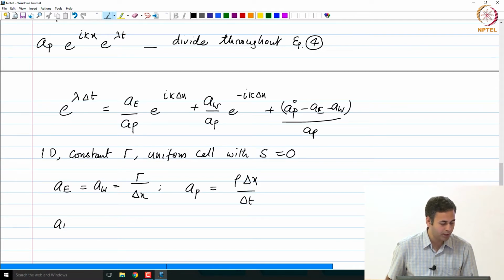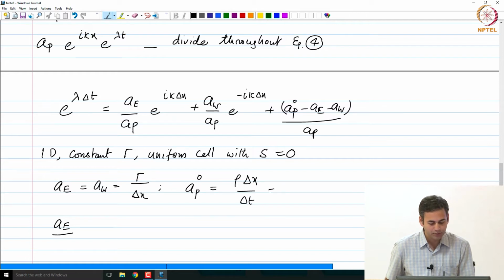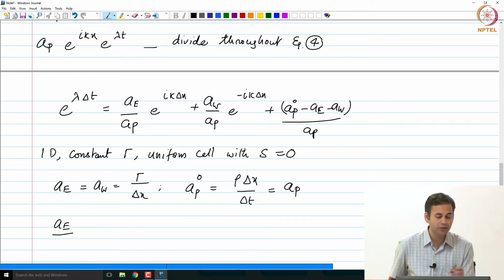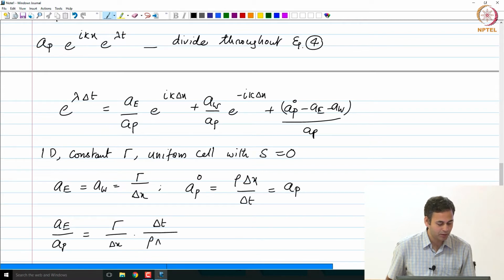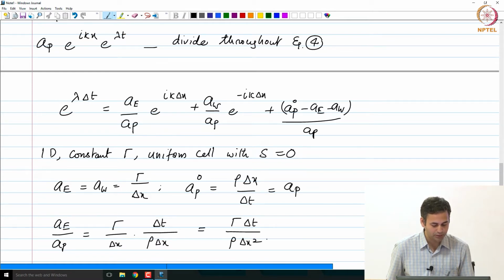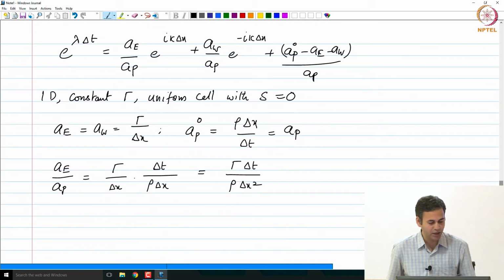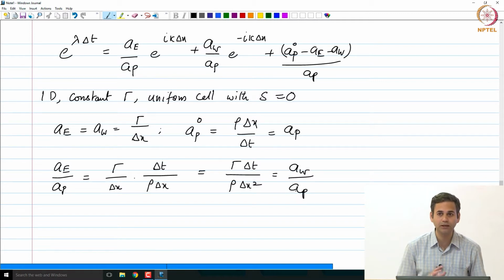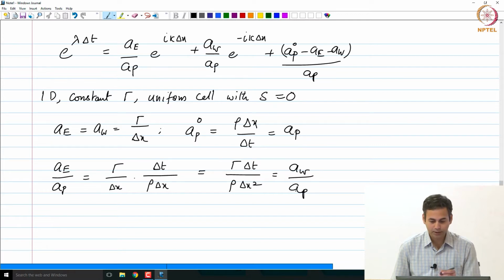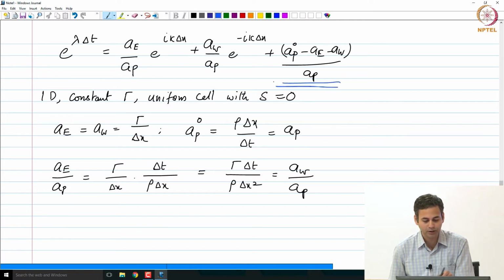So, this is a_P0, which is also same as a_P. So, what will be these coefficients? a_E upon a_P, how much would this be? Gamma upon delta x times delta t by rho delta x, right. So, this is how much? Gamma delta t by rho delta x square. Okay. So, this is same as a_W upon a_P, right, because a_E equals a_W, both are the same. Then what about this last term that we have here, how much will this be?